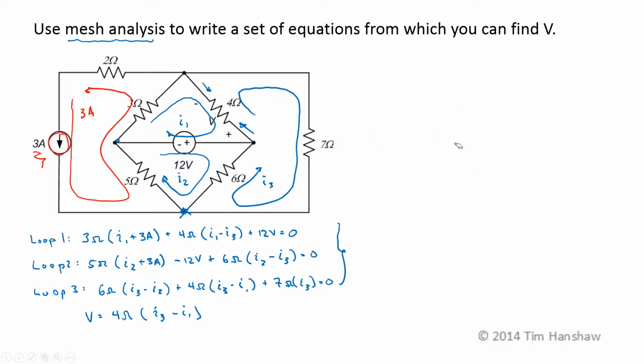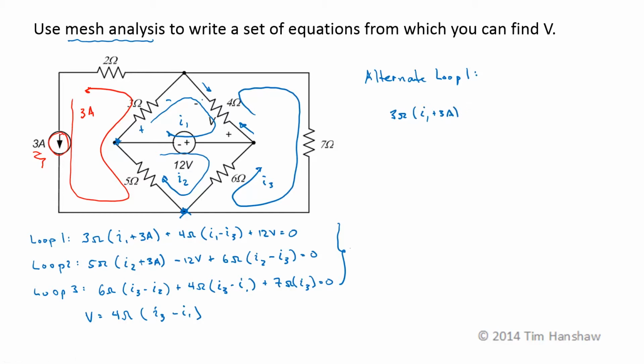So let's rewrite loop 1. So an alternate approach for loop 1. I can still start over here. I have 3 ohms. I can choose my polarity arbitrarily. I'm going to assume that this is my polarity. So it's going to be I1 plus 3 amps.